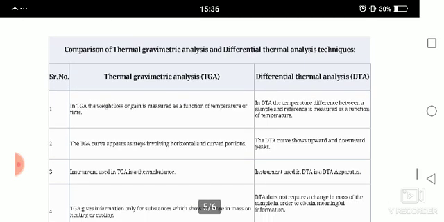Comparison of thermogravimetric and differential thermal analysis. The major difference is that in TGA, the weight loss or gain is measured as a function of temperature and time. In differential thermal analysis, the sample and reference are measured as a function of temperature.